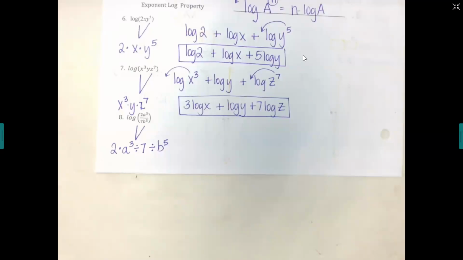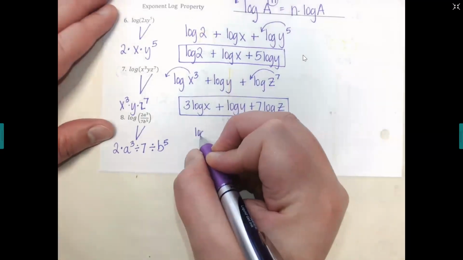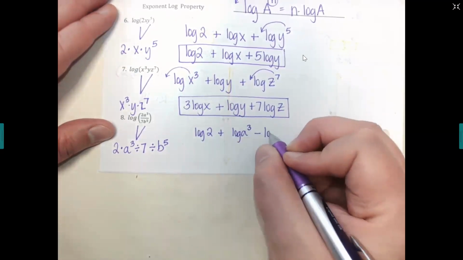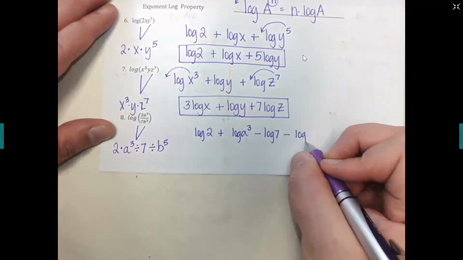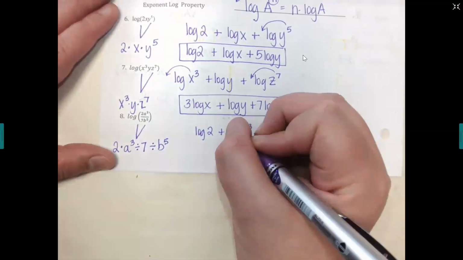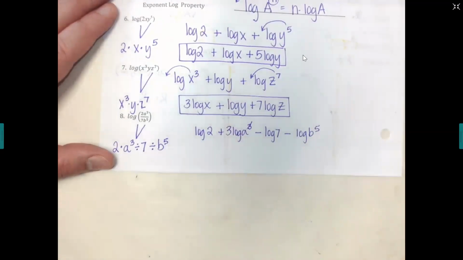So when I split this up, my log 2 is going to add or subtract with my log a. Add, but then add or subtract with my log 7. Minus, and then minus. So you're going to have log 2 plus log a^3 minus log 7 minus log b^5. Then, to not have to rewrite the whole thing, I'm just going to drop the 3 down to the front and cross it out. Drop the 5 down to the front and cross it out. So that would be your answer.